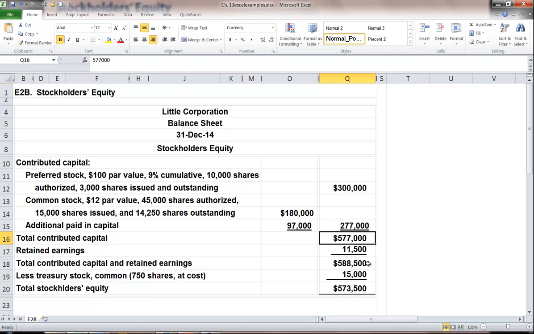which gives us our total contributed capital and retained earnings. And then we less treasury stock, 750 shares times the amount we paid per share, which is a total of $15,000.